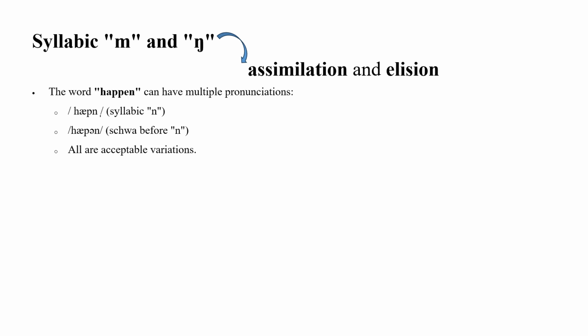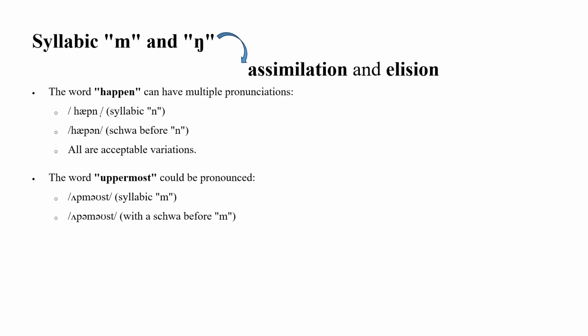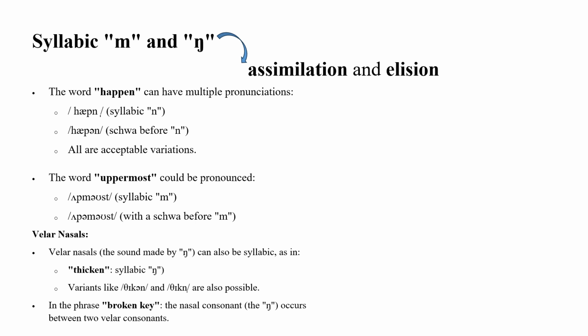The word happen can have multiple pronunciations. Happing, syllabic N. Happen, schwa before N, another syllabic version. All are acceptable variations. The word uppermost could be pronounced upmost, with a schwa before M. Both pronunciations are fine, though the latter with a schwa is more common. Velar nasals, the sound made by N, can also be syllabic, as in thicken. Variants like thicken and thicken are also possible.